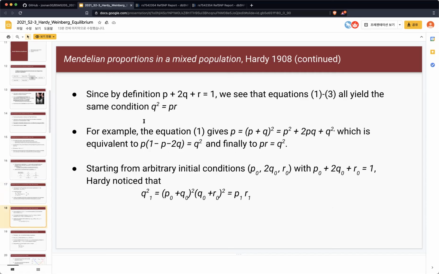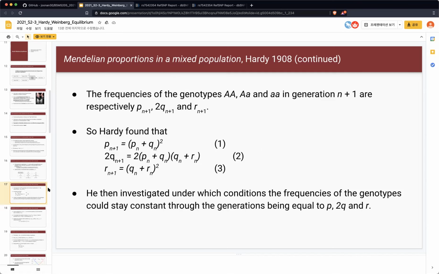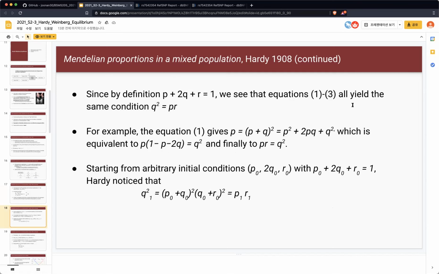Okay, so when we start the initial definitions of the probability, the entire population sums up to 1, which is P plus 2Q plus R equal 1. So we can see that all of the equations about the heterozygous and homozygous, whether dominant or recessive, end up with the same condition, which is Q squared equal to PR, right?